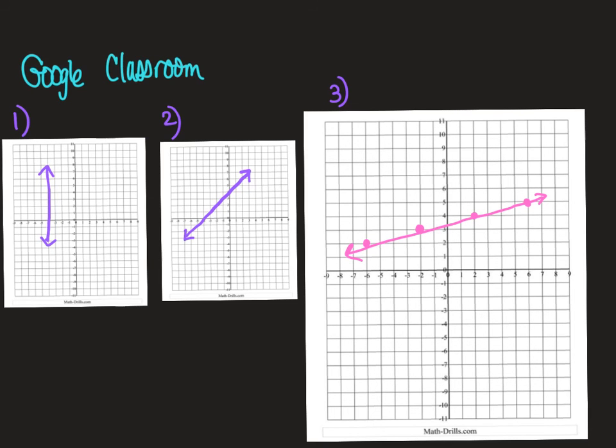Your Google Classroom questions. Number 1 is this line: positive, negative, no slope or undefined. Question 2 is this line: positive, negative, no slope or undefined. And question 3, actually find the slope as a number. Maybe it's a fraction, maybe it's a whole number, maybe it's positive, maybe it's negative. But type in the actual number for the slope.